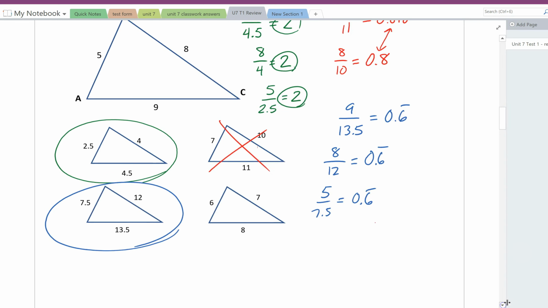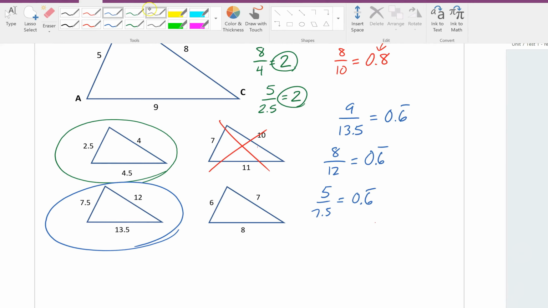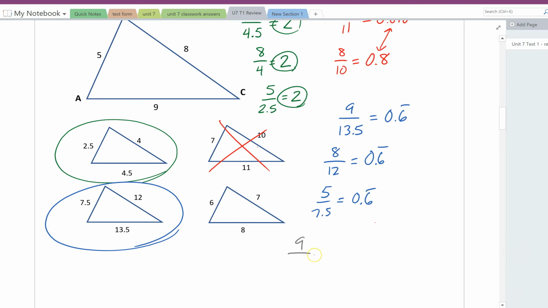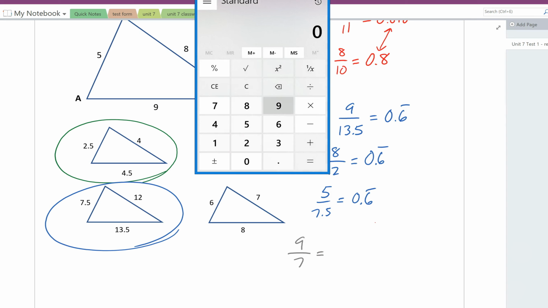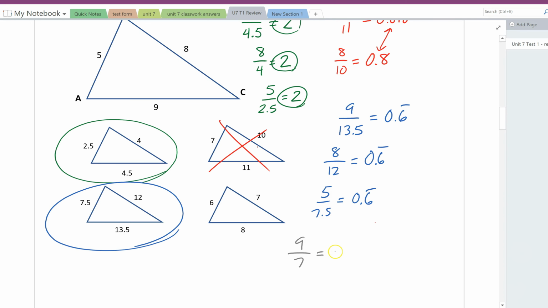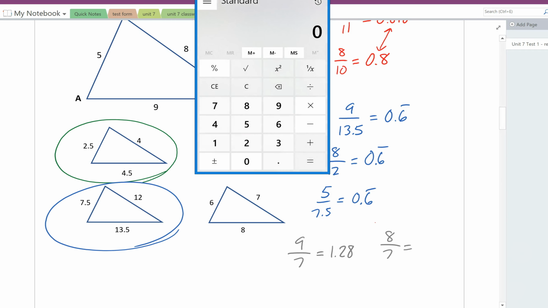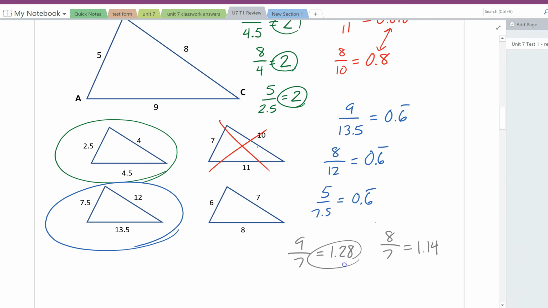And then I just have one left to compare. Start again with AC, which is 9. The side that corresponds with it here is 7. So I'm going to do 9 divided by 7 to get that ratio, which is 1.28, and I'll stop there for now. Now I'm going to do side BC, which is 8, over its corresponding side, which is 7. So I'm going to do 8 divided by 7 on the calculator, equals 1.14. These two right here are not the same, so now I can stop there because I know that that triangle is not going to be similar to triangle ABC.